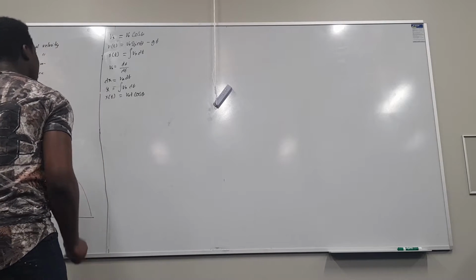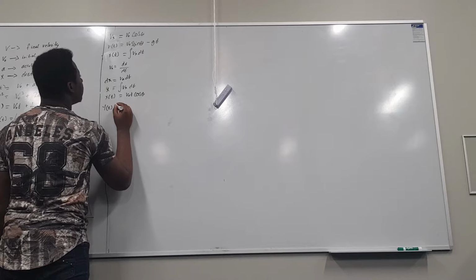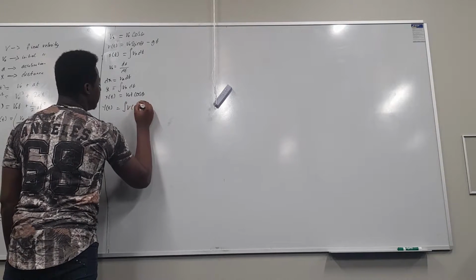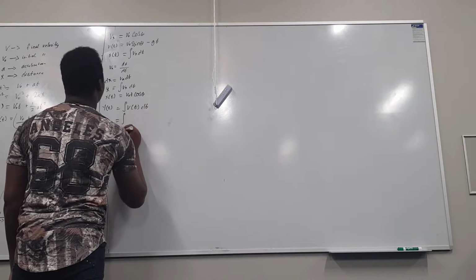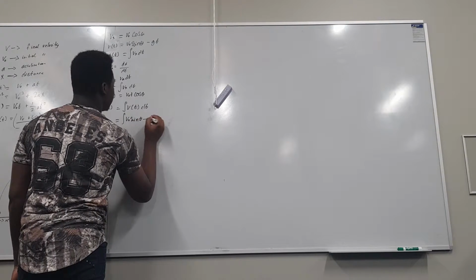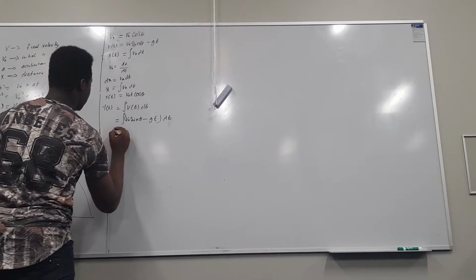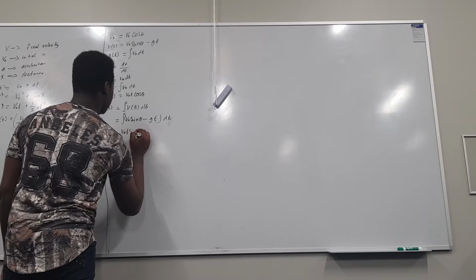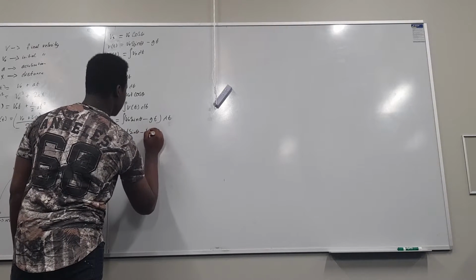Okay, so for y of t, we know that y of t is equal to the integral of v of t dt, right? So that's equal to the integral of v naught sine theta minus gt dt, and that's equal to v naught t sine theta minus half g t squared.